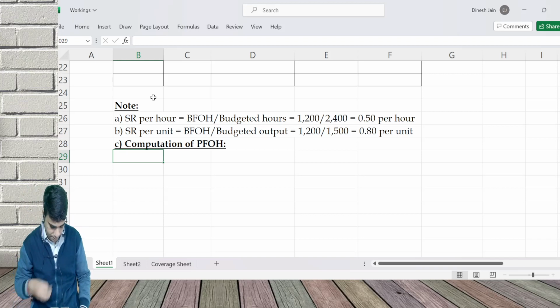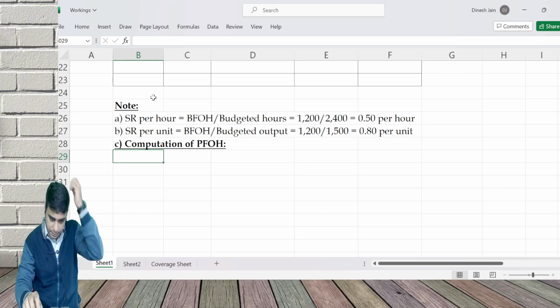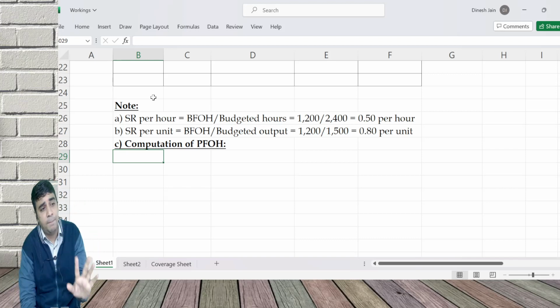PFOH. PFOH is applicable only if you have budgeted days and actual days. How many budgeted days was given in the question?